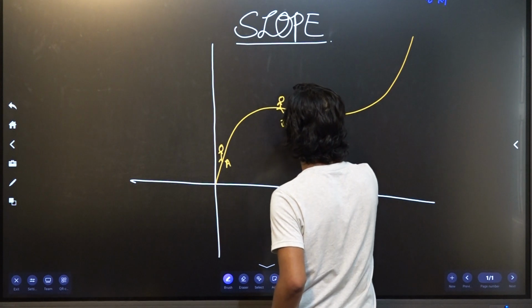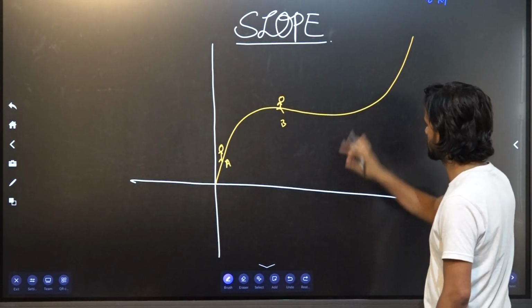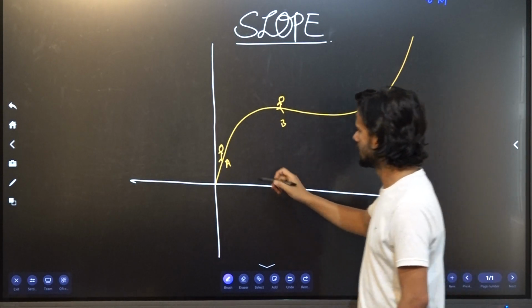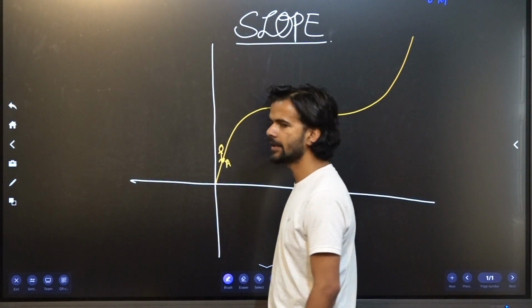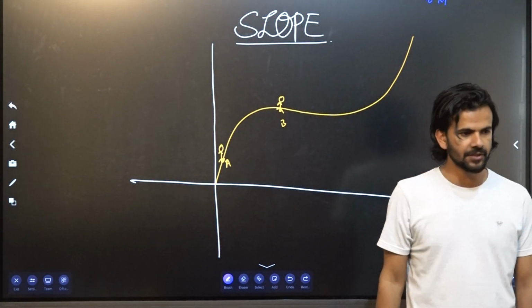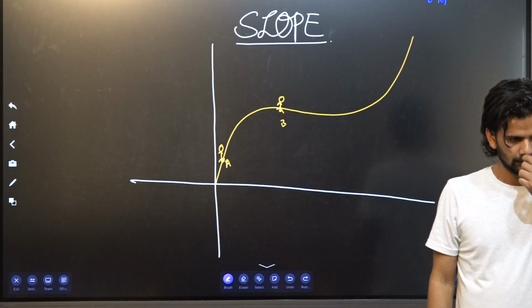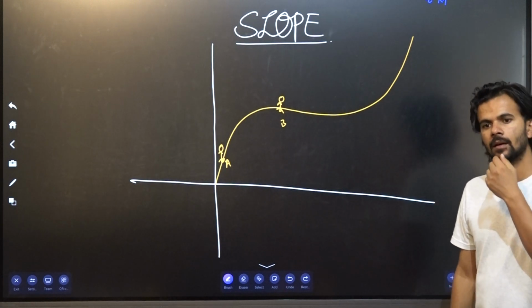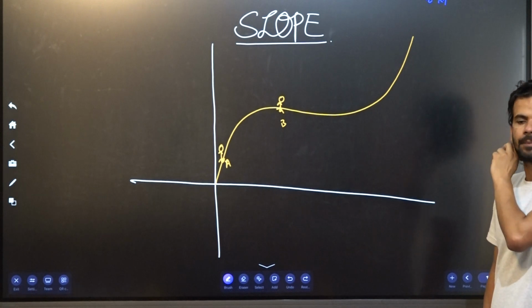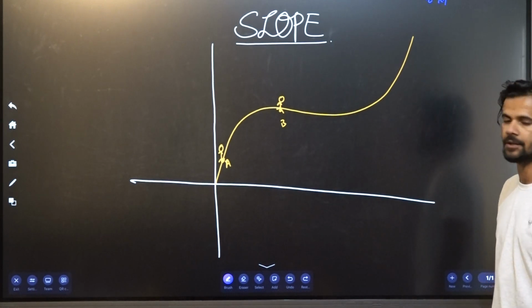Person A and person B. If we look into the slope of this curve at point A, let's say I am here, somebody else is here. What is their experience of walking? A has to cover more distance vertically. Right. But person B is definitely going to find it easier.